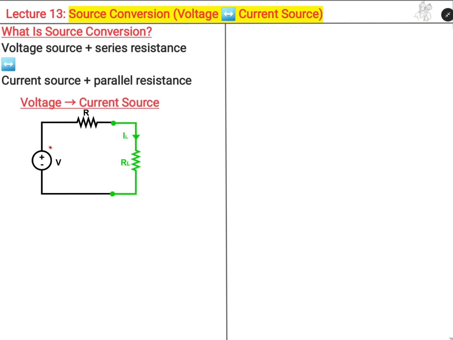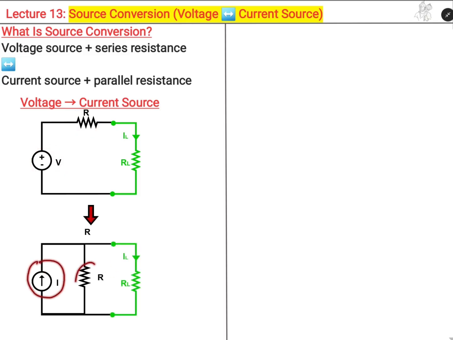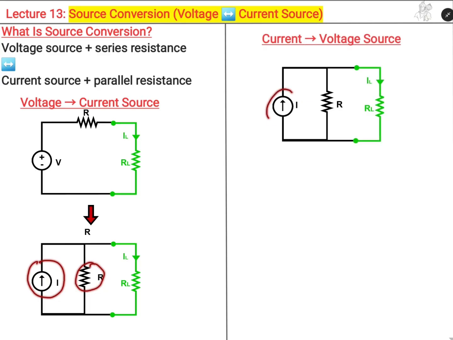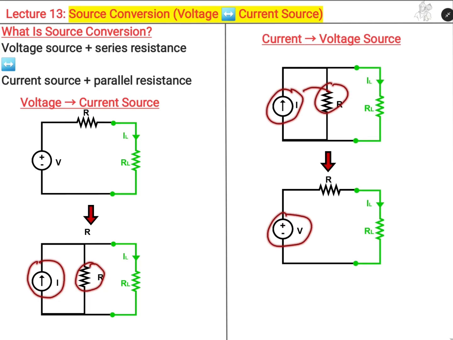It says that we can convert a voltage source in series with a resistance to a current source in parallel with the resistance, and a current source in parallel with a resistance to a voltage source in series with the resistance, while the load terminals remain the same. So how do we do it?